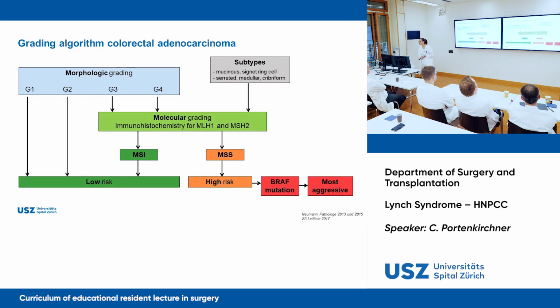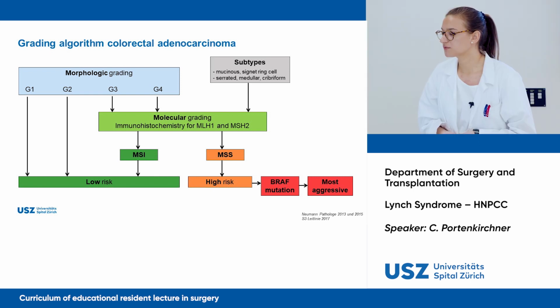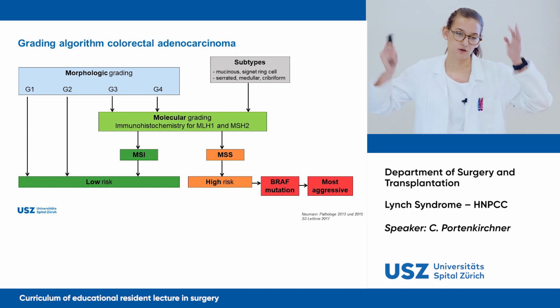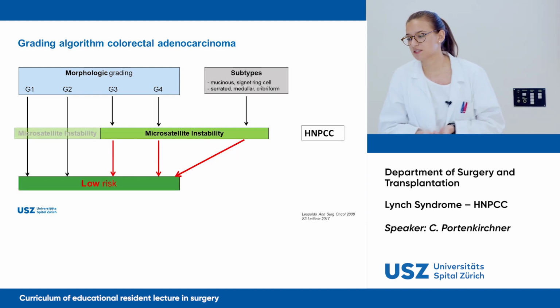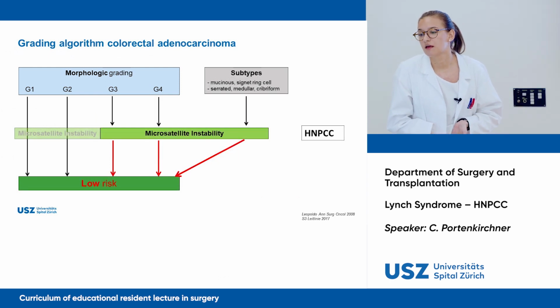We're now having a closer look at the grading, because it's really important, and I want to get this into your heads. If we have a patient with Lynch syndrome, which is microsatellite unstable, it's always a lower risk compared to colorectal cancer which is microsatellite stable, which is high risk, and BRAF is even the most aggressive, but we're not talking about this. So low risk, it's always low risk. MSI colorectal cancer, low risk.